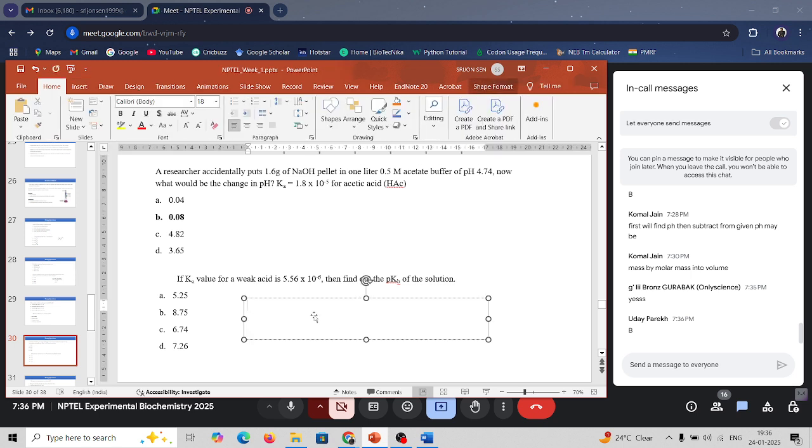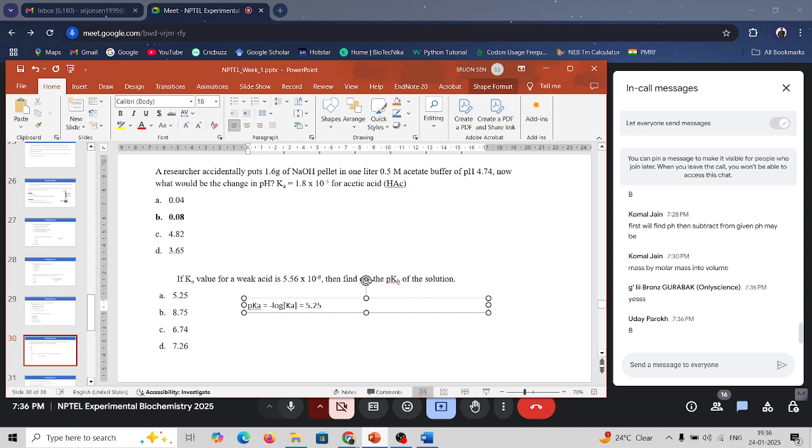How will you do it? So we can calculate the pKa, right? pKa is equal to minus log of Ka, which is something that is given, which accounts for 5.25.